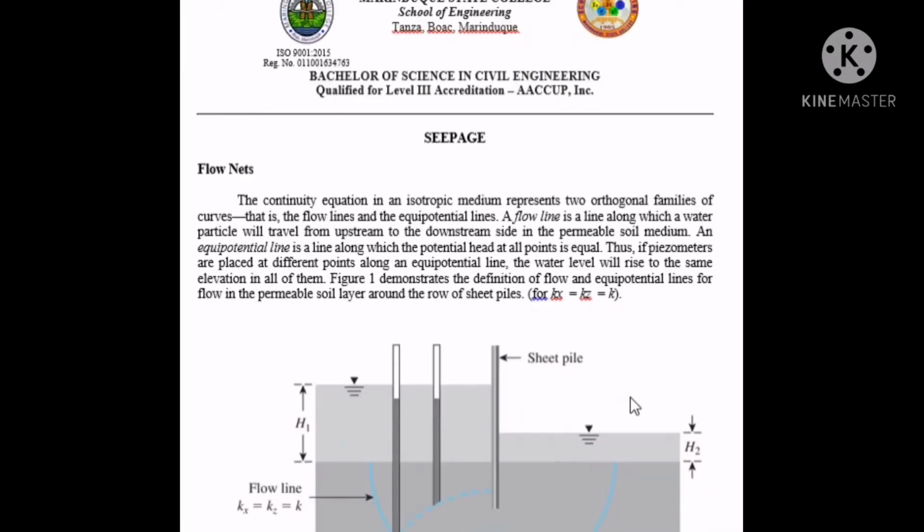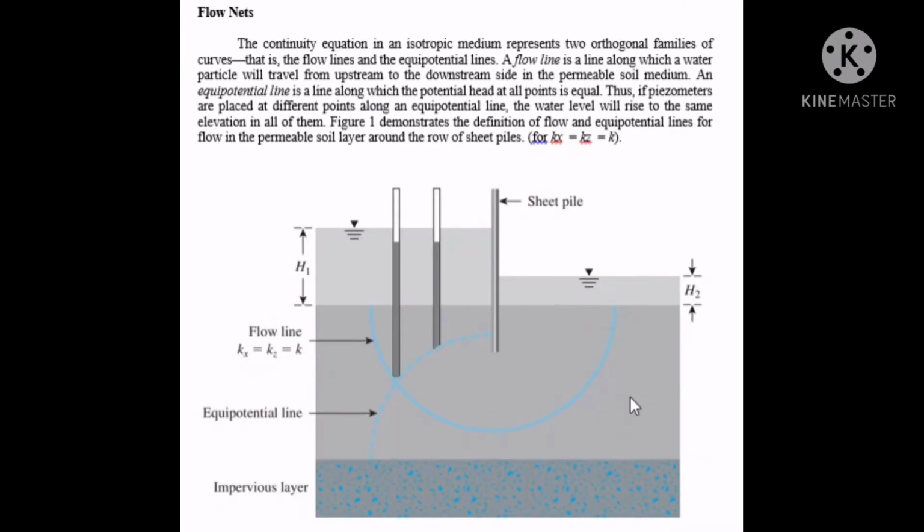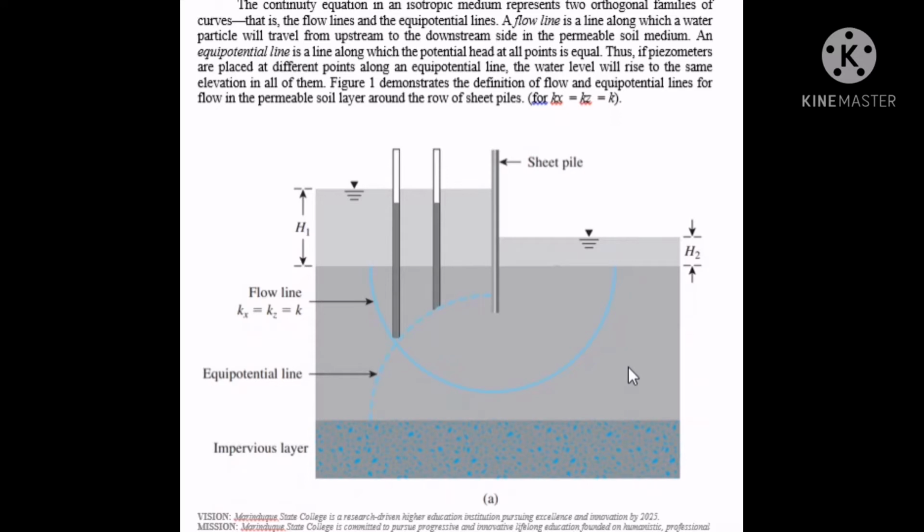Figure 1 demonstrates the definition of flow and equipotential lines for flow in the permeable soil layer around the row of sheet piles. For example, we have a sheet pile here, and this is a soil medium, and there is water above that soil profile. This is the upstream and this is the downstream.